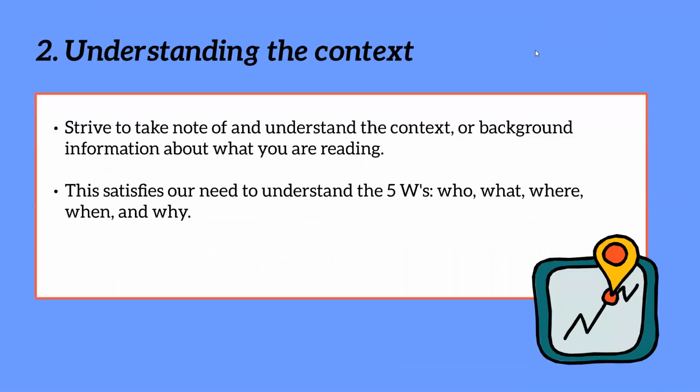Secondly, I want to point out the importance of understanding the context, the origin of our information, the background information, where it came from. This will not only help us to see the value in what we're reading, but also satisfy our need to understand those 5 W's: who, what, where, when, and why.